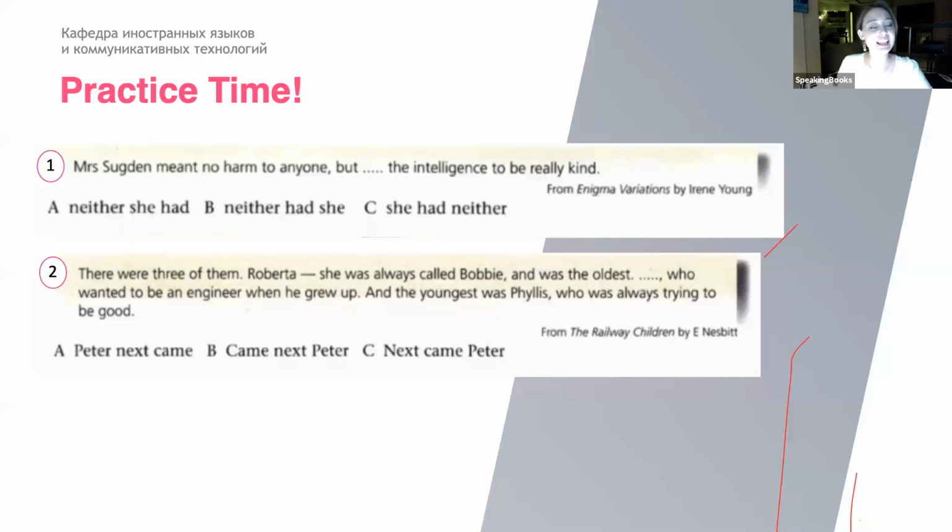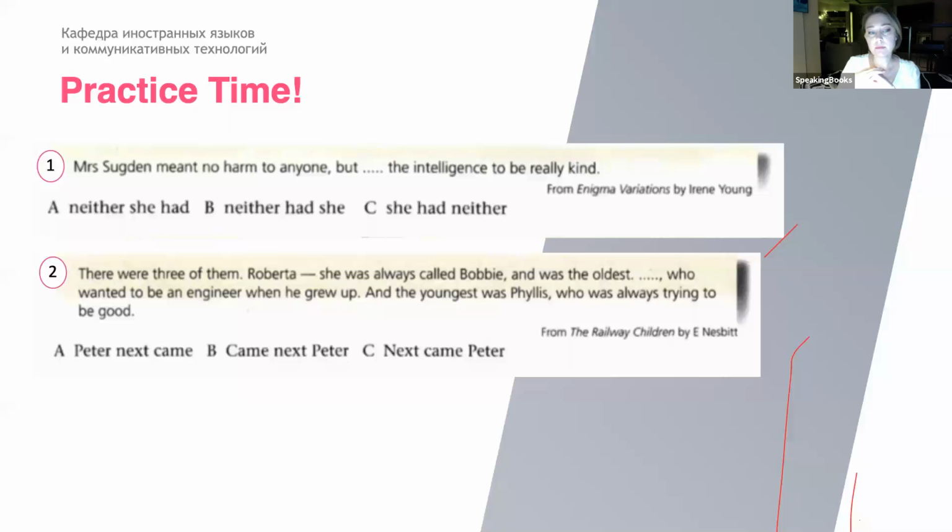Super. Lovely. Let's now read number 2, and you also are asked to vote. There were 3 of them. Roberta, she was always called Bobby and was the oldest. Next came Peter, who wanted to be an engineer when he grew up. And the youngest was Phyllis, who was always trying to... Once again, look at the second sentence in this small extract and choose A, B, or C.